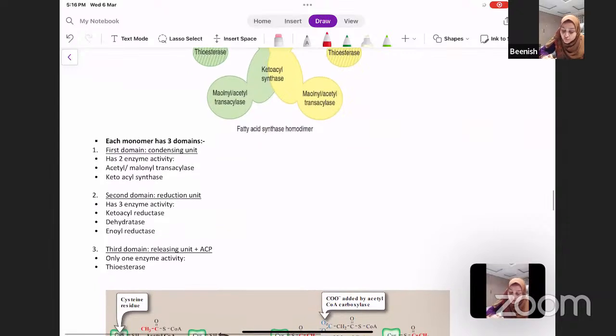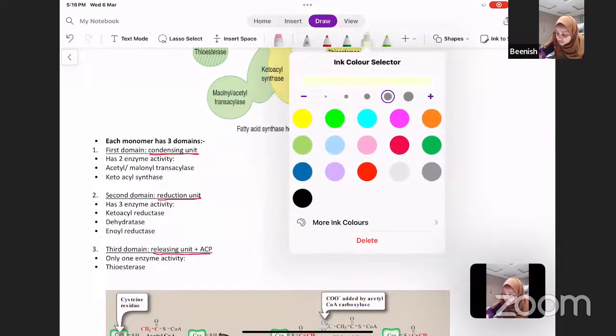Okay, now each monomer has 3 domains. So it has been categorized into different domains: the first domain, second domain, and the third domain. The first domain is the condensing unit. The second domain is the reduction unit. And the third domain is the releasing unit. So that is how it has been categorized.